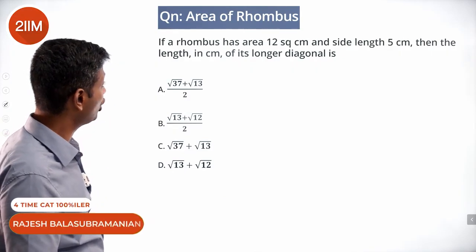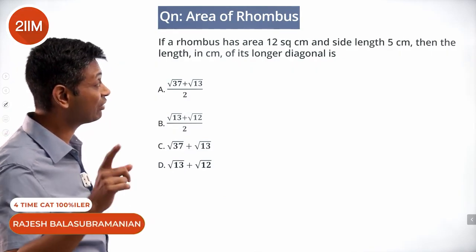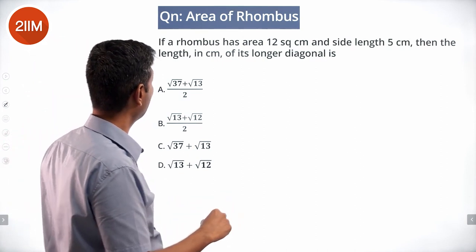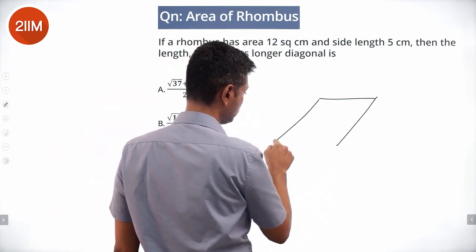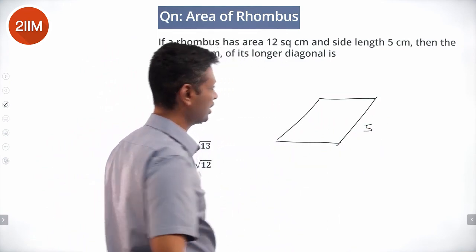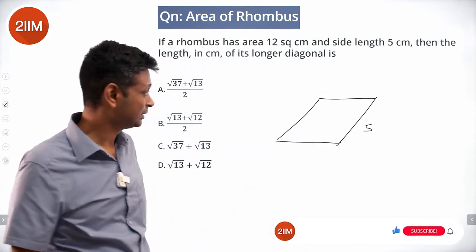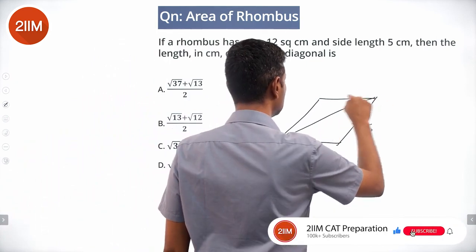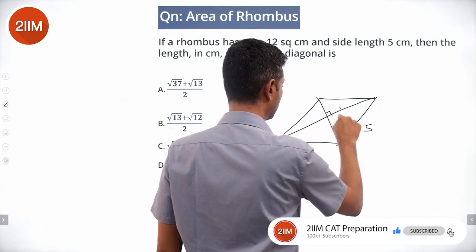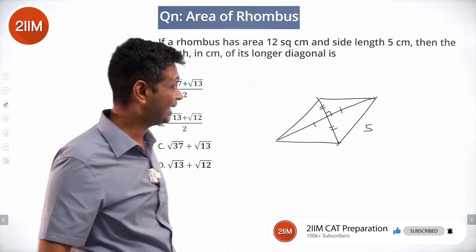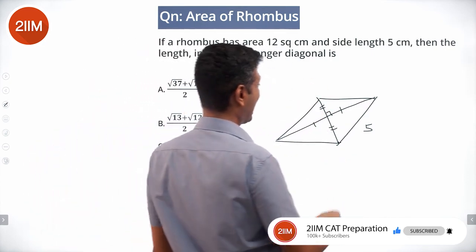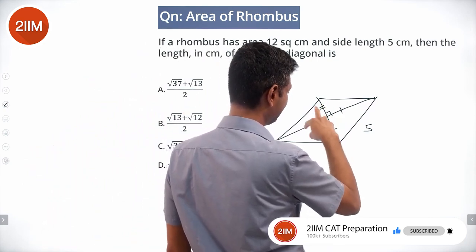A rhombus has an area of 12 square centimeters and side length 5 centimeters. Then the length in centimeters of its longest diagonal. Right. This is 5. My initial instinct was 3, 4, 5 and we are done. Within a rhombus, the diagonals are perpendicular bisectors of each other. That means the diagonals are 6 and 8.